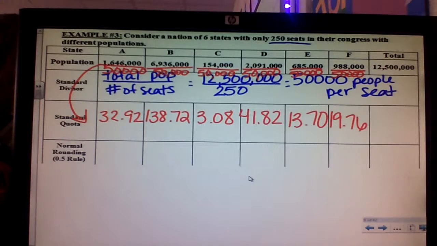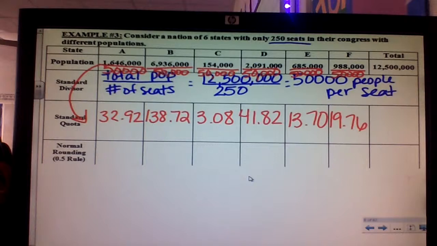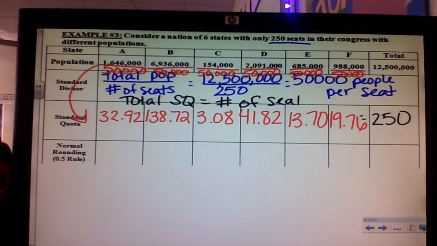If you want to make sure that you did this right, when you add all these up, this should come out to be 250 or very, very close to. The total of your standard quotas should equal the number of seats every time.